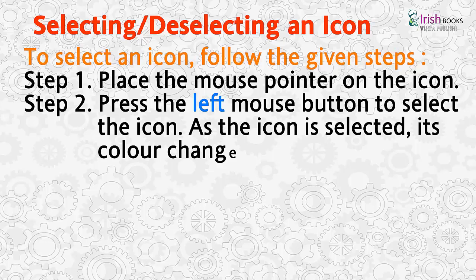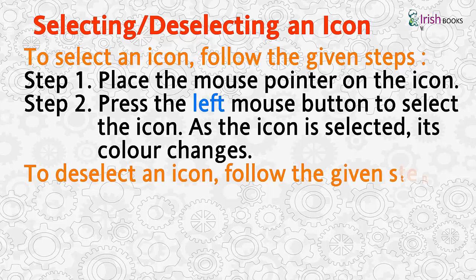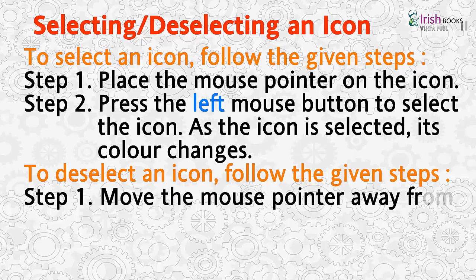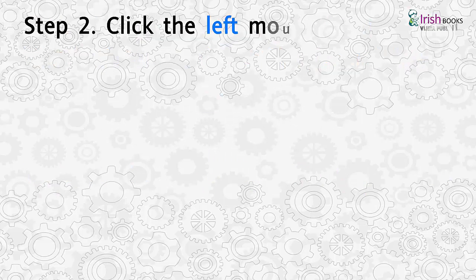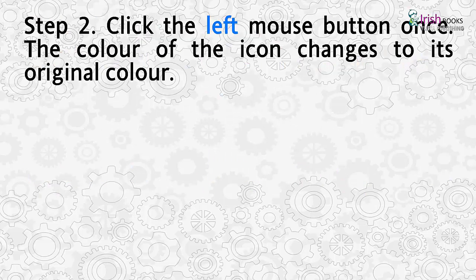To deselect an icon, follow the given steps. Step 1. Move the mouse pointer away from the selected icon. Step 2. Click the left mouse button once. The color of the icon changes to its original color.